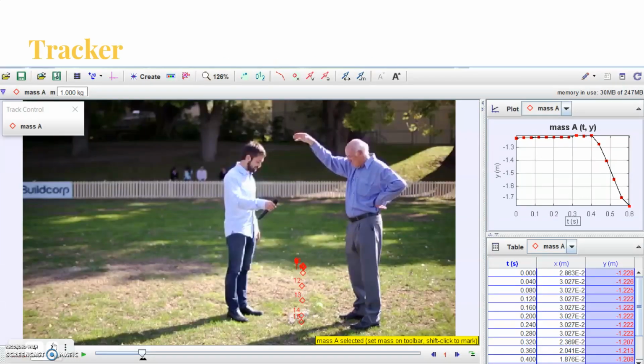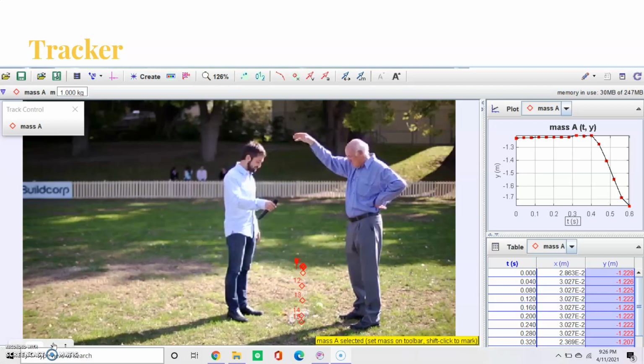This is the Tracker video that I used. I set the coordinate axis origin to be at the hand of the man dropping the slinky. I then tracked the position of the bottom of the slinky as the slinky was dropped.